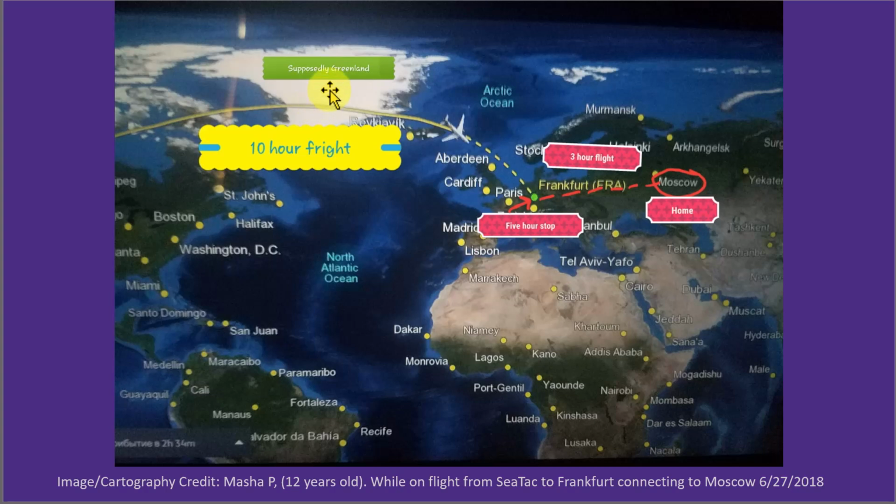She has supposedly Greenland that is all white. So she's making observations about the map that was presented to her. This was done on the back seat of the person in front of her, from what I understand, and then she added these on her phone. She has a 5-hour stop, 3-hour flight from Frankfurt to Moscow, and she marks home.